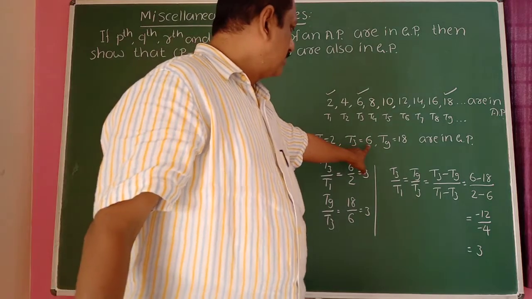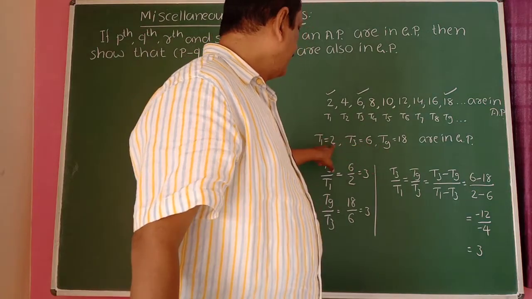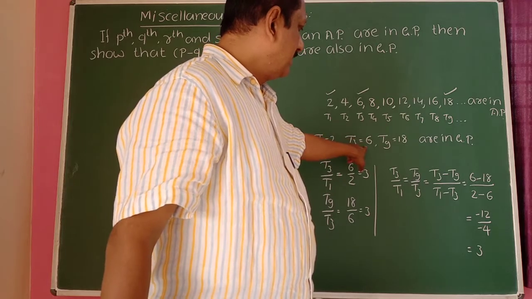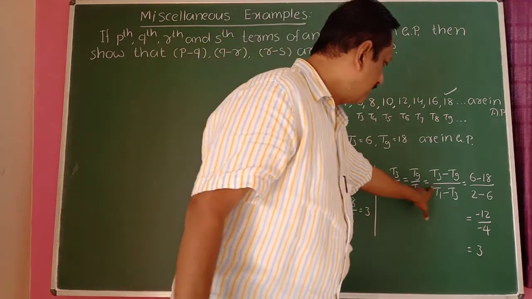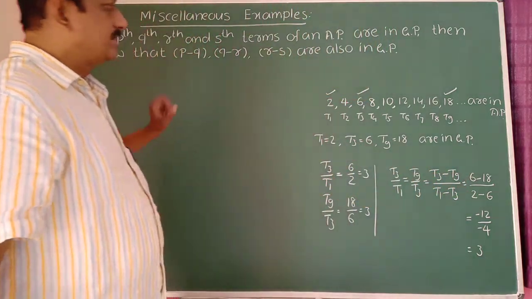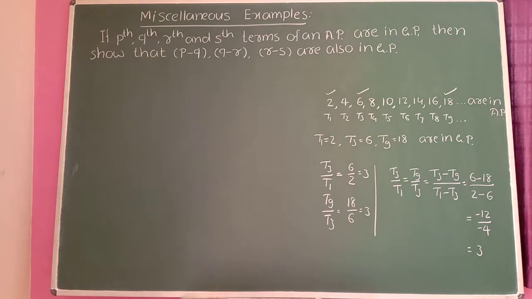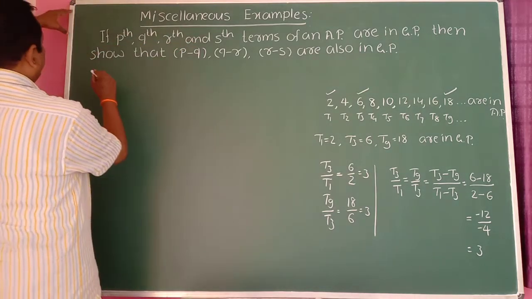So T3 minus T9 divided by T1 minus T3, again it is 3. This is 3, this is 3, even this is also 3. So we are using this result in this example here. Here the pth, qth, rth and sth terms are in AP.